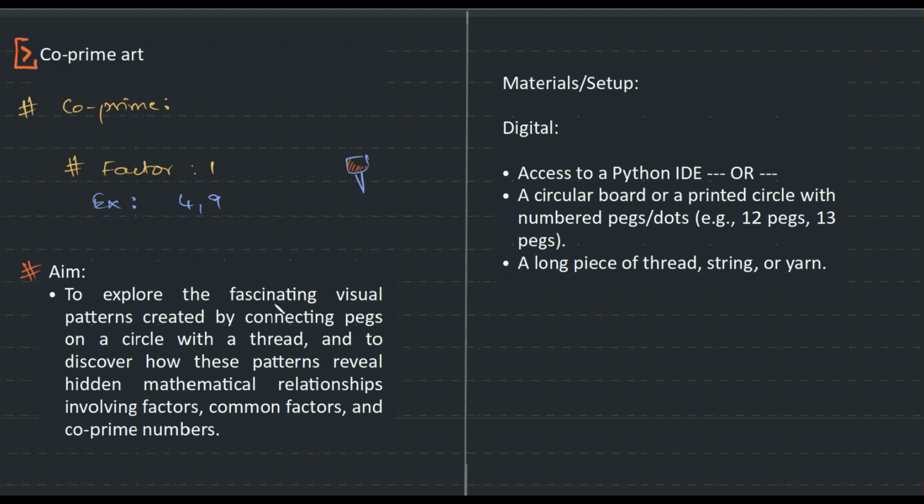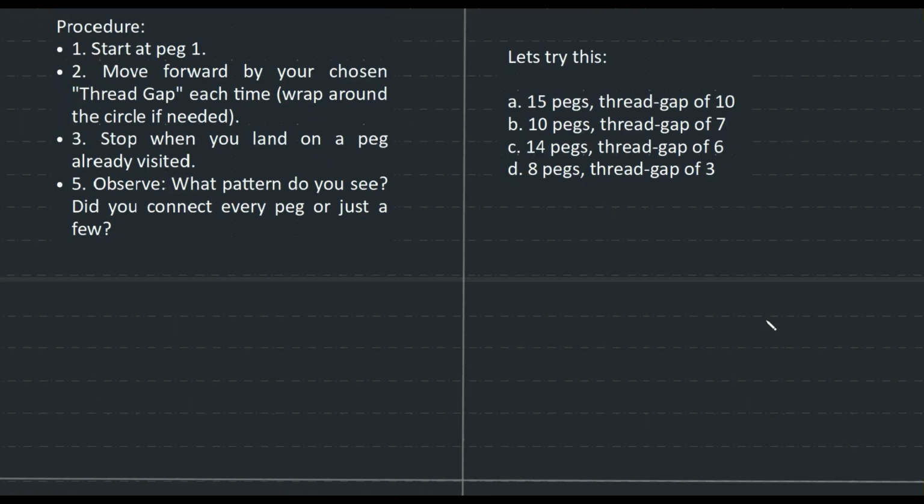So the aim is to explore the fascinating visual pattern created by connecting pegs on a circle. We have a circle and we put pegs in this manner. That is the pins. We'll take a thread and we will see some pattern. I'll show it to you what that means. For the material setup, it can be digital, or analog, wherein you take a circle, take a board, pin down and take a thread and do this, right?